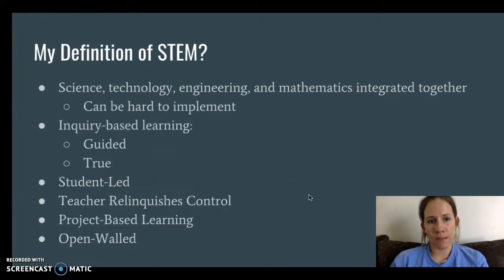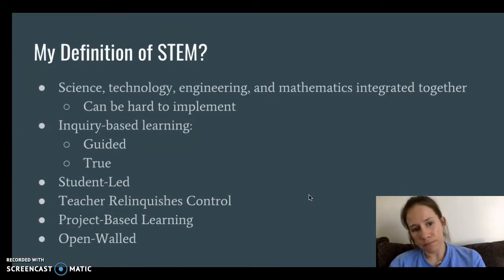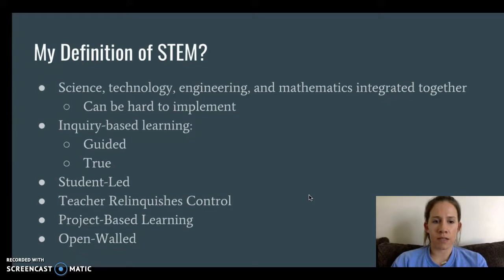My definition of STEM, according to the text that we were asked to read for the first module and also one of the required videos, is the acronym STEM: Science, Technology, Engineering, and Mathematics. It can be defined as integrated together. I believe that it can be hard to implement when you are trying to integrate all four of those subjects in one lesson. I also think that STEM is inquiry-based learning, which can be guided or true.